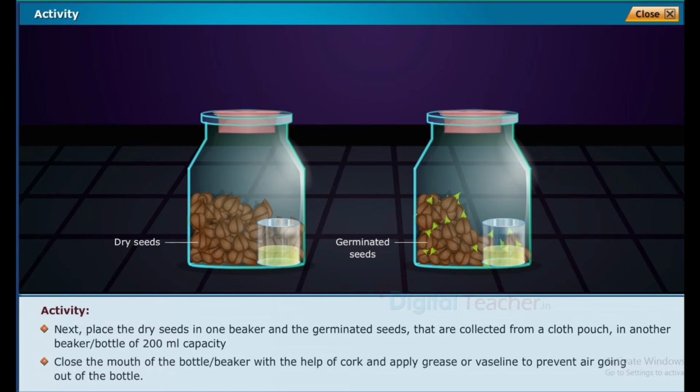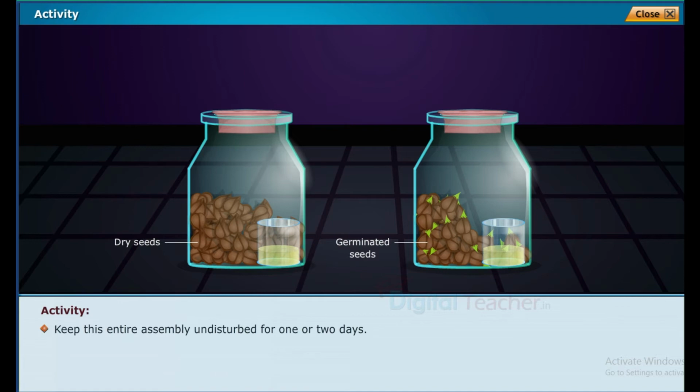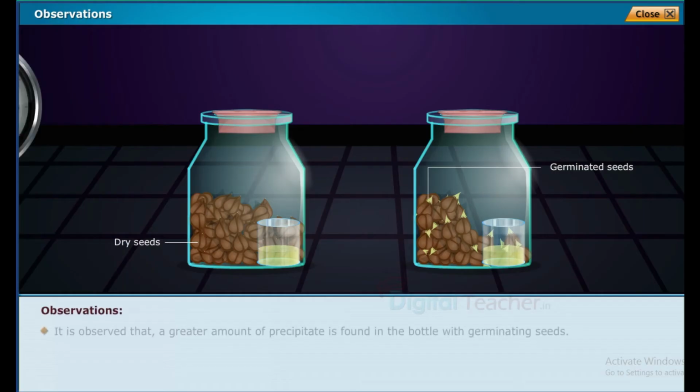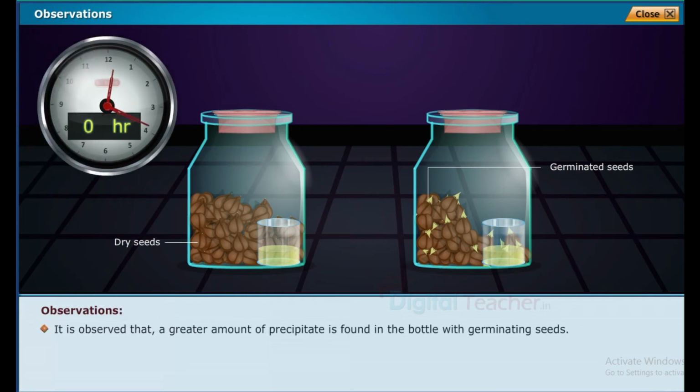Close the mouth of the bottle or beaker with the help of a cork and apply grease or Vaseline to prevent air going out of the bottle. Keep this entire assembly undisturbed for 1 or 2 days. Observe the change in the bottles after 2 days. It is observed that a greater amount of precipitate is found in the bottle with germinating seeds.